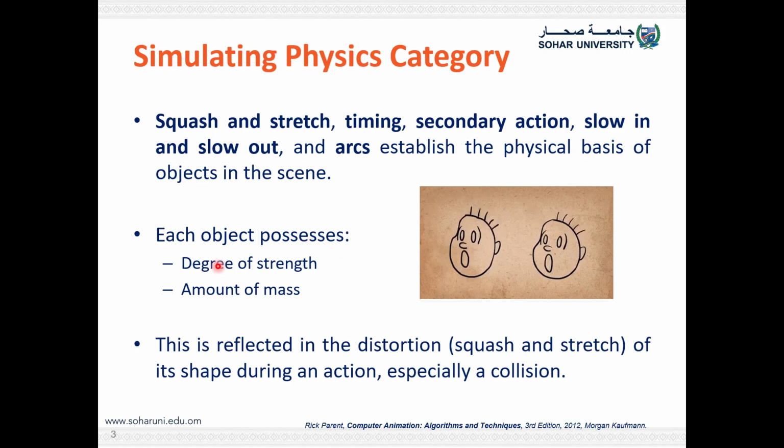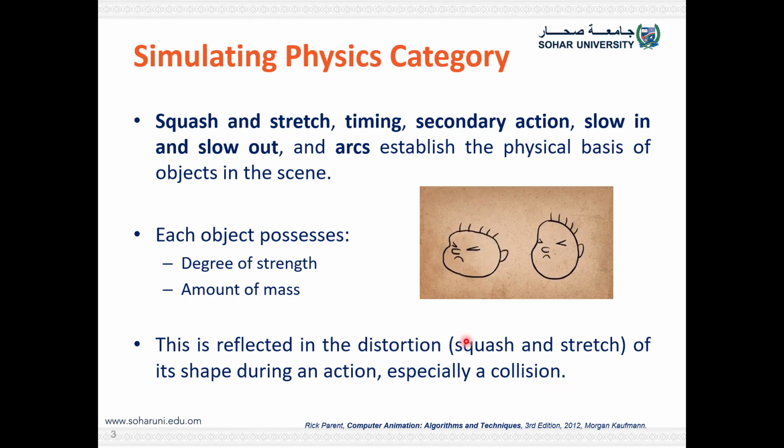Now we need to remember that each object we put inside our animation contains two things: degree of strength, and the second one is amount of mass. These two properties are reflected in the distortion of the object, which is, for example, the squash and stretch, as we can find in this example. So when we play with these properties, we get the meaning of squash and stretch.